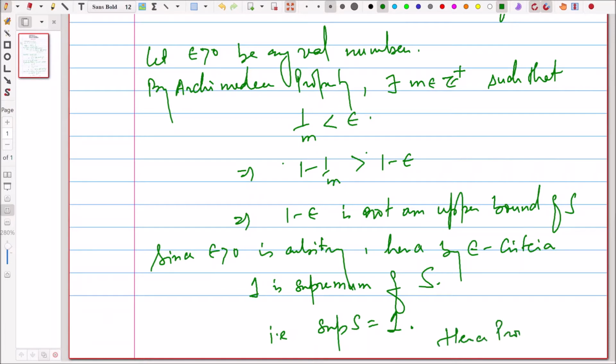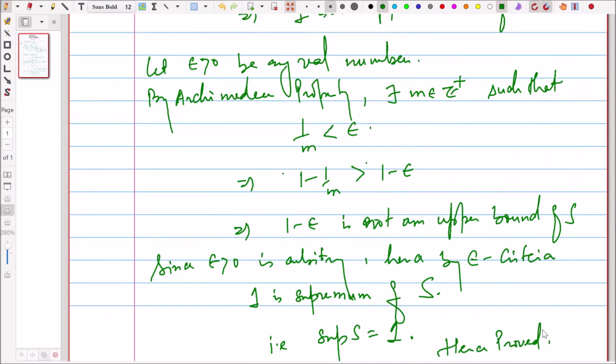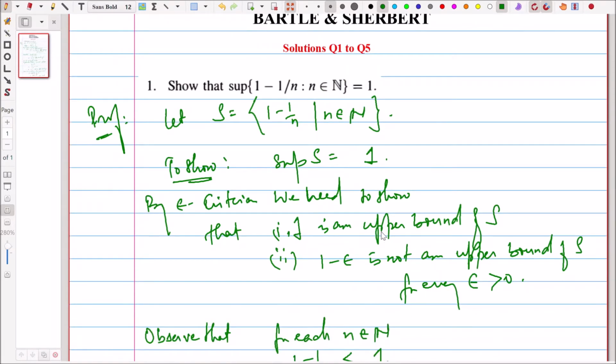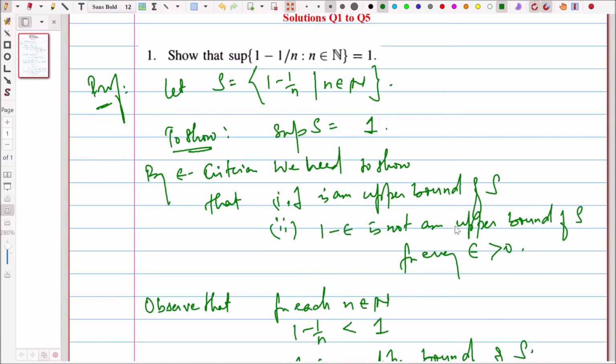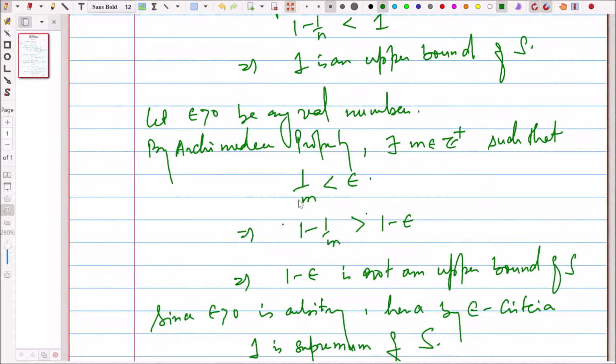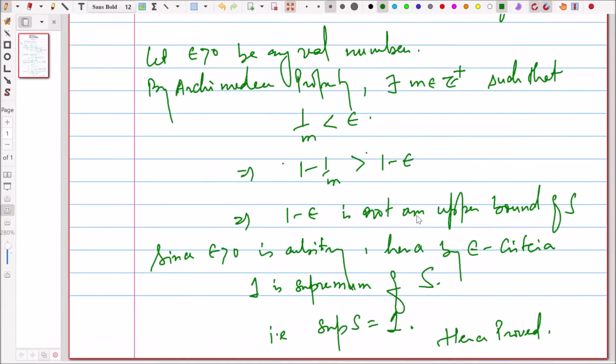So we are done with the first question. What we have done is we have used the epsilon criteria. First we have shown that 1 is an upper bound of S, and then we have shown that 1 minus epsilon is not an upper bound of S for arbitrary epsilon. To show this, we have used the Archimedean property. We have shown the existence of a natural number m such that 1 by m is less than epsilon, and then the existence of a member of S which is greater than 1 minus epsilon. So let us now take the next question, which is question number 2.